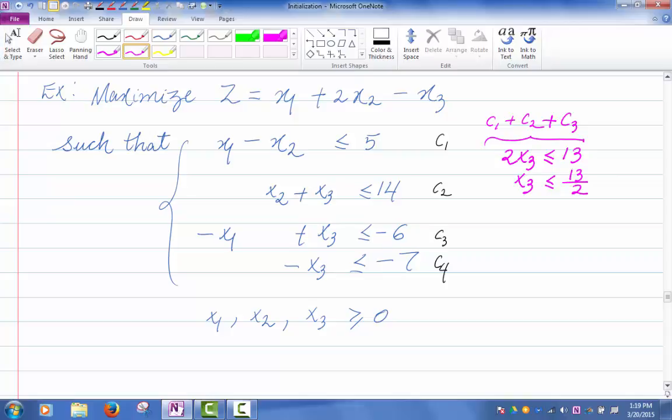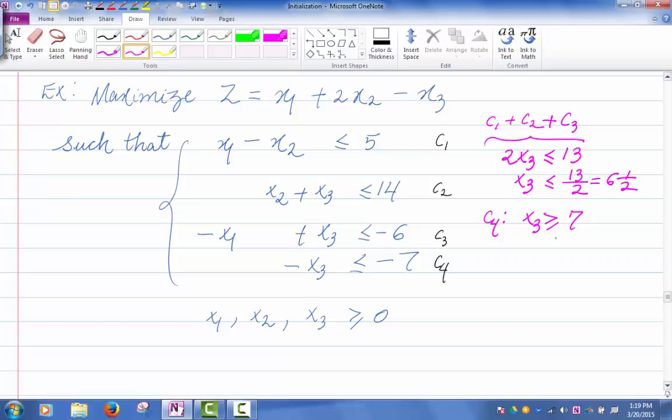Now, what is C4? What is C4 telling me? C4 tells me that x3 is greater than or equal to 7. Now what is 13 divided by 2? 6.5, right? So I get x3 less than 6.5, and I'm getting x3 bigger than 7 at the same time, right?